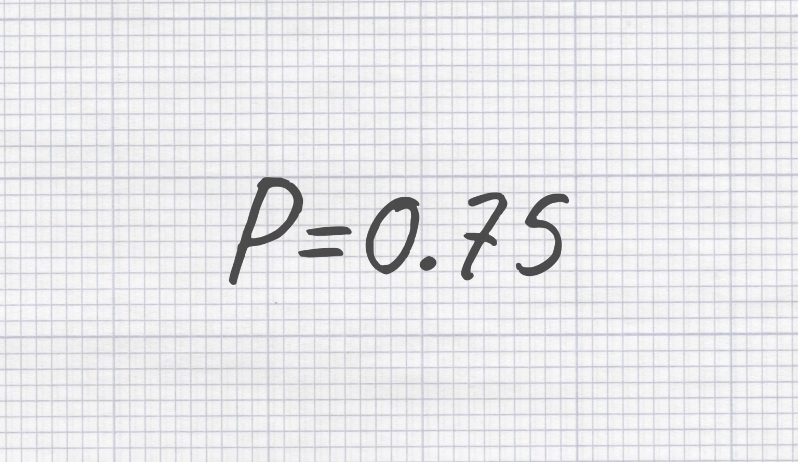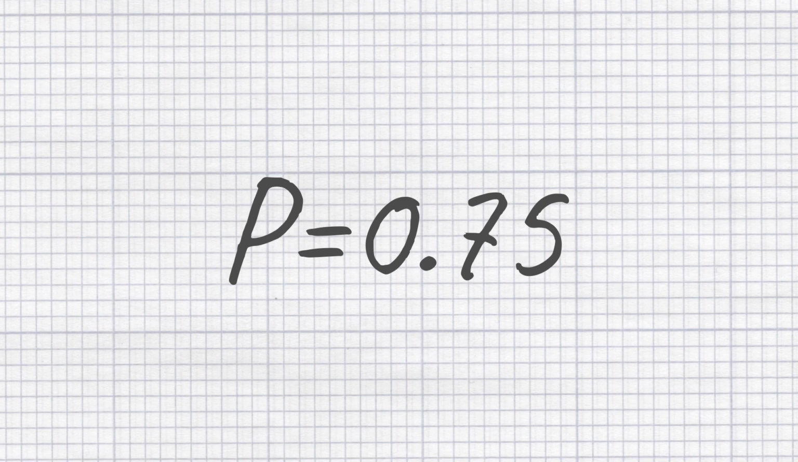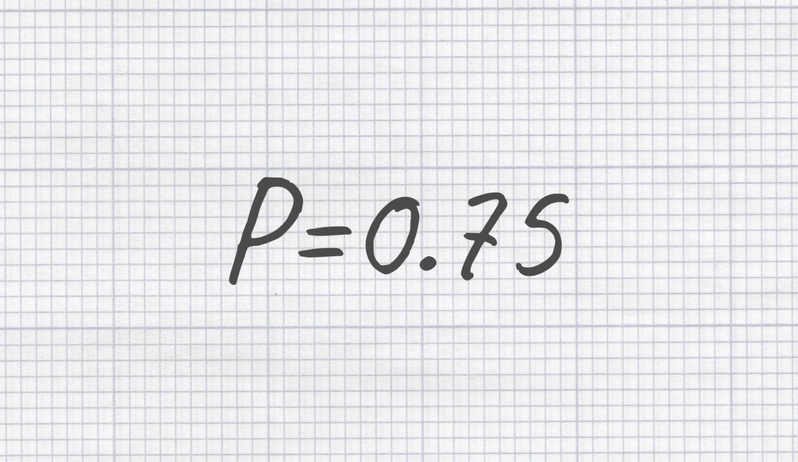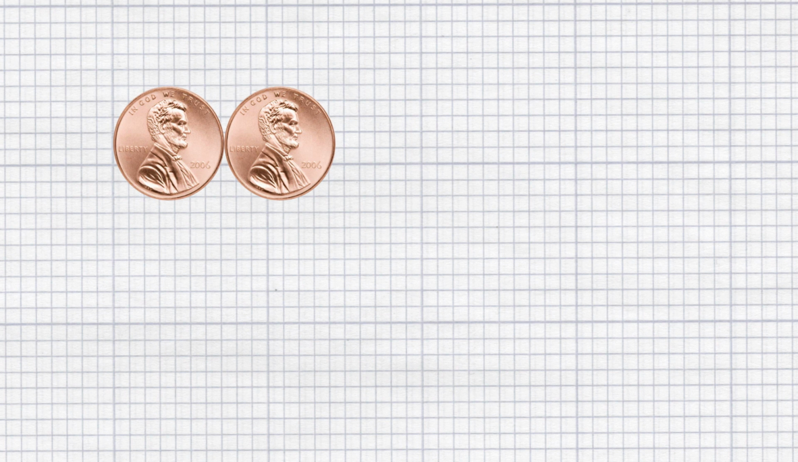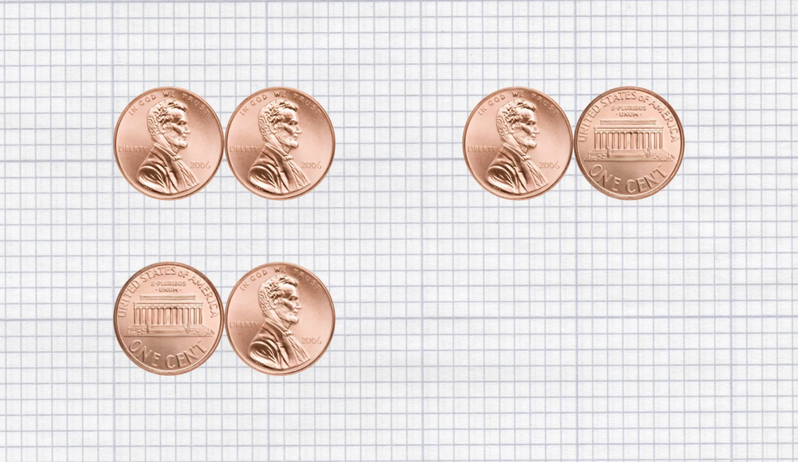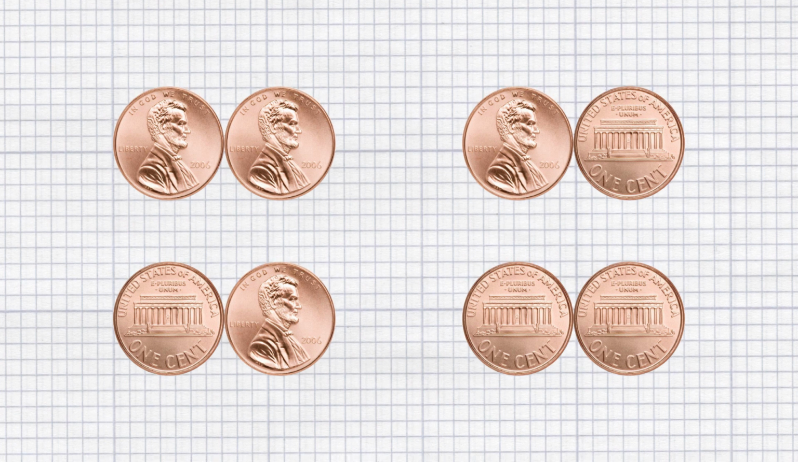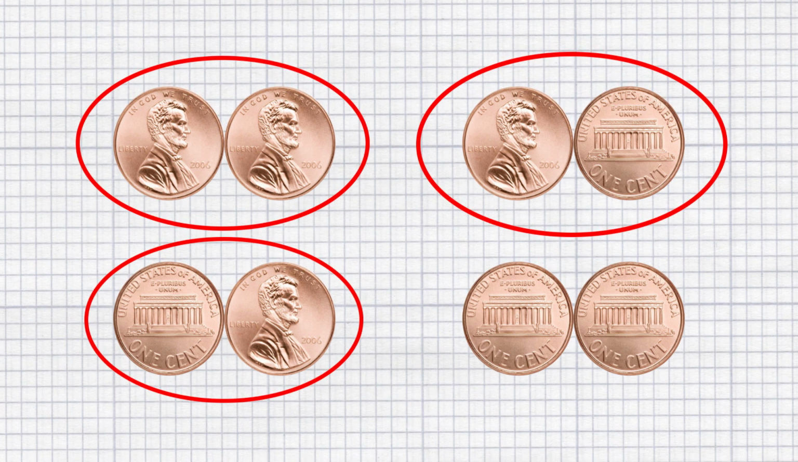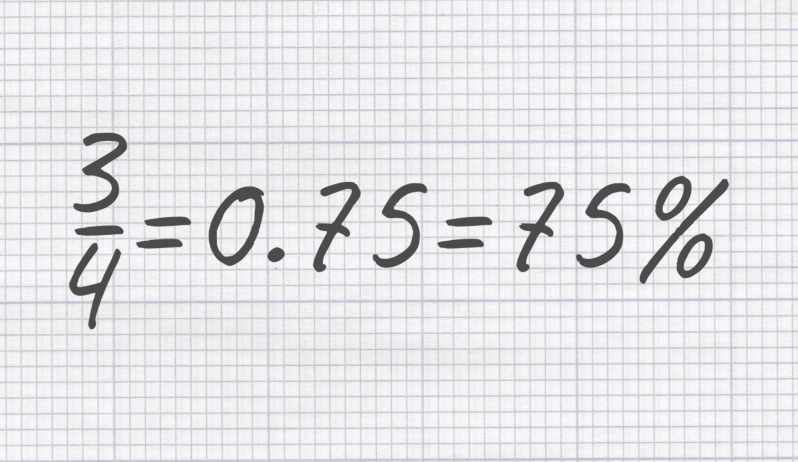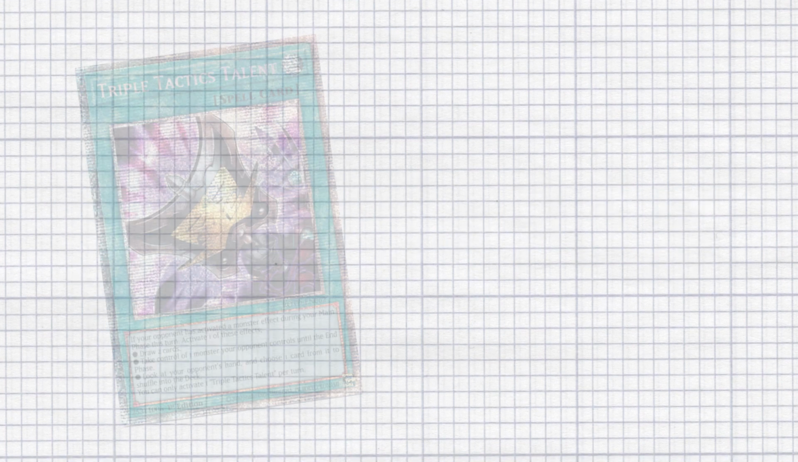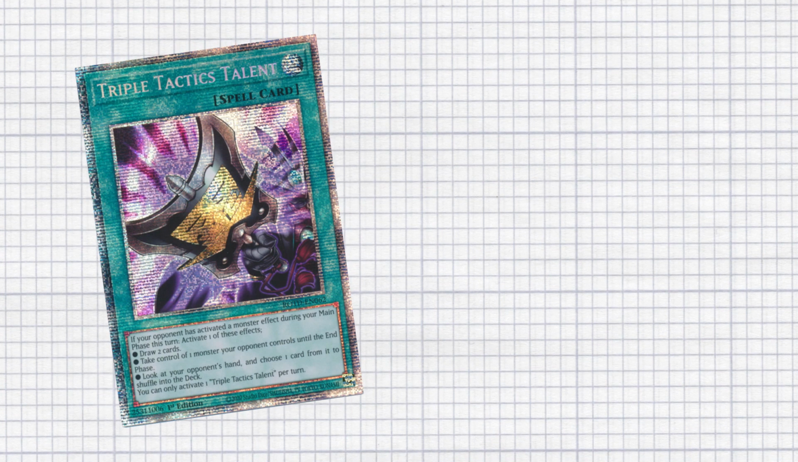or 75%. If you want to gut check this, just imagine all the different possibilities if you flipped two coins. You could either get heads-heads, heads-tails, tails-heads, or tails-tails. Of these four equally likely outcomes, three of the four of them have a heads, which, rest assured, is that same 75% figure.